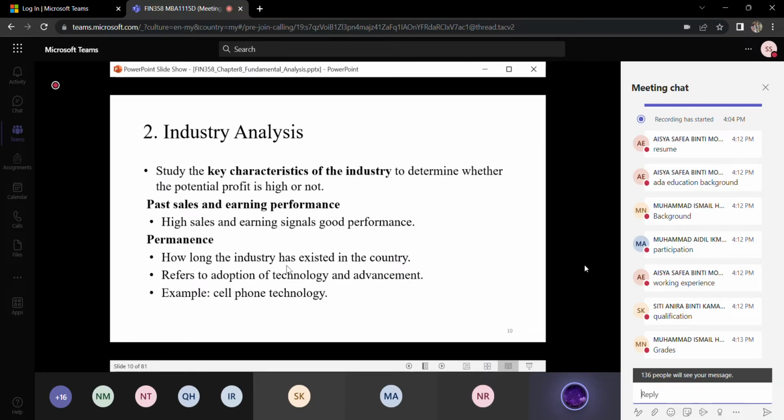Performance, how long the industry have existed in the country. I refer to the adoption of technology and advancement, example cell phone technology. So kita tengok cell phone technology kat negara tersebut adalah dah lama atau tidak. Alright, so sebab cell phone technology dia is fast changing industry, because cell phone technology will change. Definitely every year they will change something, right? You can see the Apple 1 sampai Apple 14. So the technology change very fast.